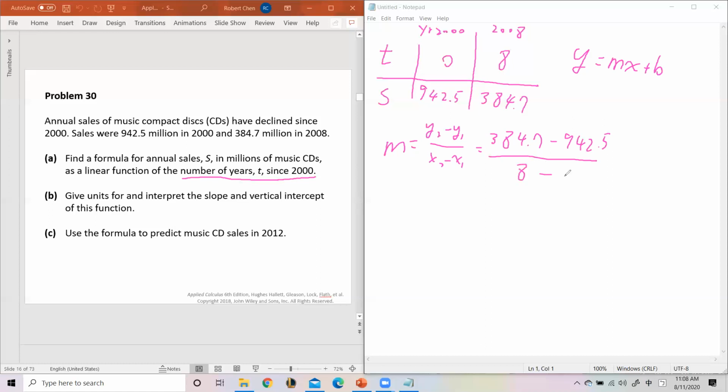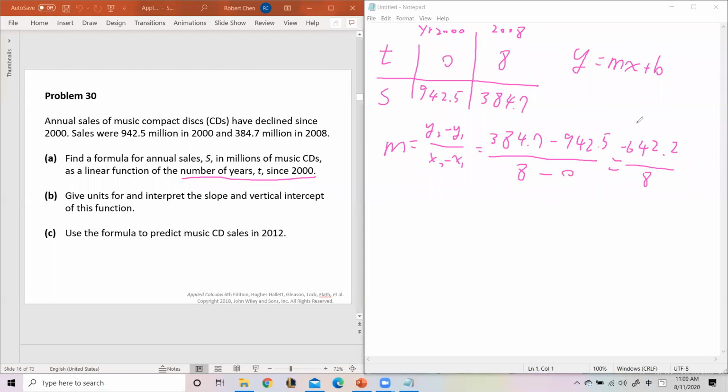over 8 minus 0. Now, it actually doesn't matter which one you pick first, as long as you're consistent between your variable x and y. So if you want to put 384.7 first, then you have to put 8 first in the denominator. If you want to put 942.5 first, then you have to put 0 first. Either way, you will get the same value.